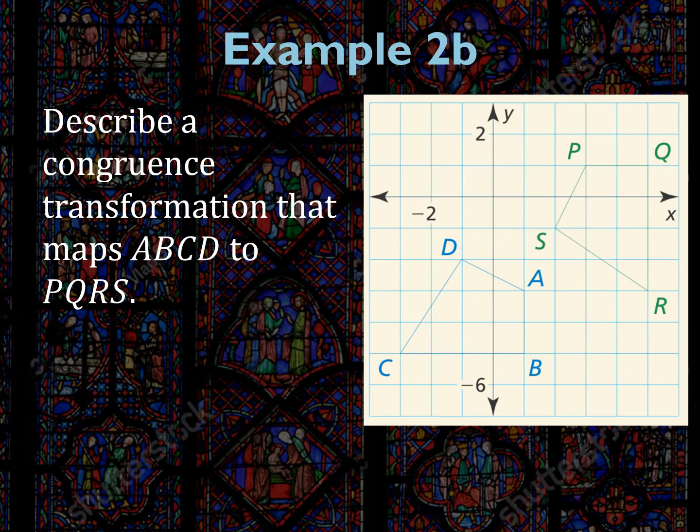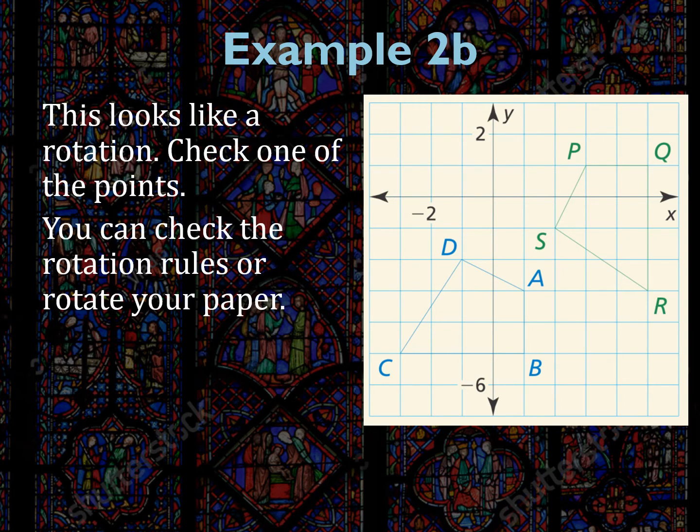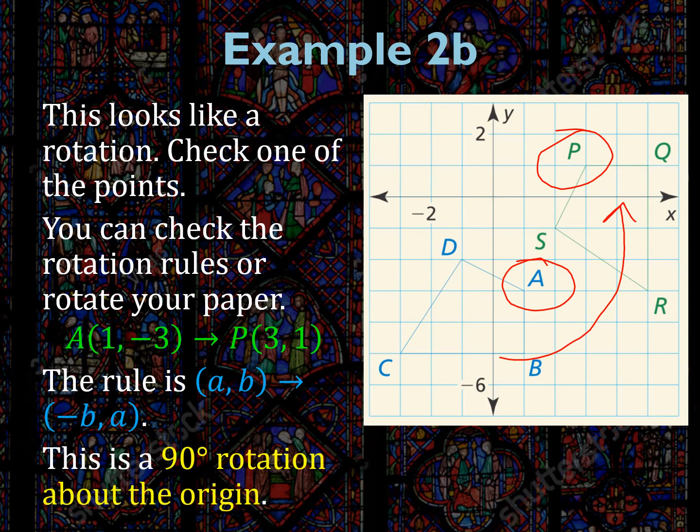2b, describe a congruence transformation that maps ABCD to PQRS. Now if you look at it, it looks like a rotation, and it is. So let's take a look at one of the points. You can do this by rotating your paper. So A is at (1, -3), while P, the companion point of point A, is at (3, 1). Now notice the rule is (a, b) becomes (-b, a). You switch the coordinates and then you flip the sign of the x coordinate. But basically what's happening is you have a 90-degree rotation of quadrilateral ABCD about the origin to get the new green shape.